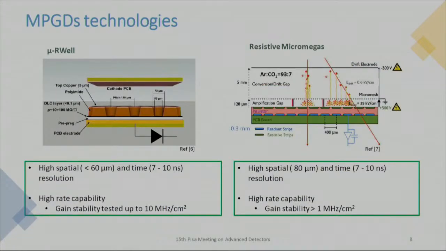So, for example, in micro-RWELL and resistive micromegas, the latest developments have shown that they can mitigate the discharges due to the high rate environment, but still have a high rate capability. In particular, the gain stability has been tested up to 10 MHz per centimeter squared for the micro-RWELL and 1 MHz per centimeter squared for the micromegas. Besides, the MPGDs offer high spatial resolution and time resolution.